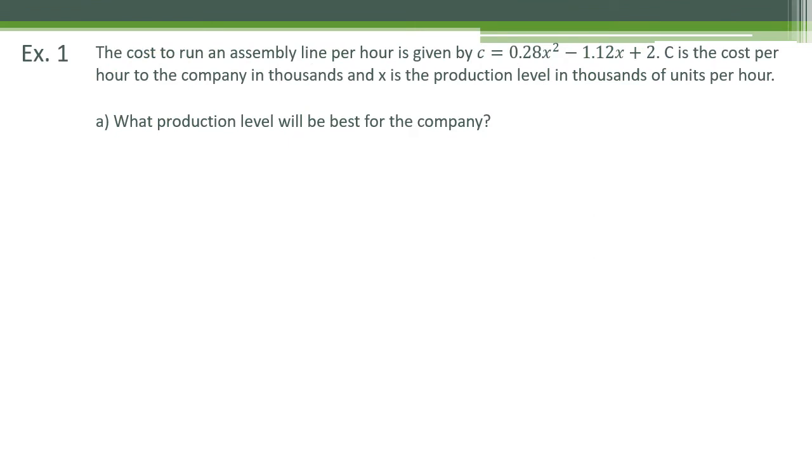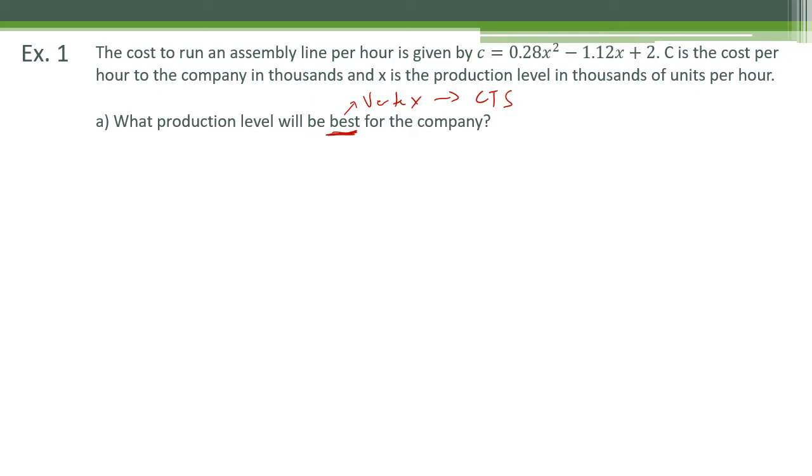Our first example: the cost to run an assembly line per hour is given by C equals blah, blah, blah. C is the cost per hour to the company in thousands, and X is the production level in thousands of units per hour. What production level will be best for the company? So I see the word best, which probably means we should complete the square. So vertex, complete the square.